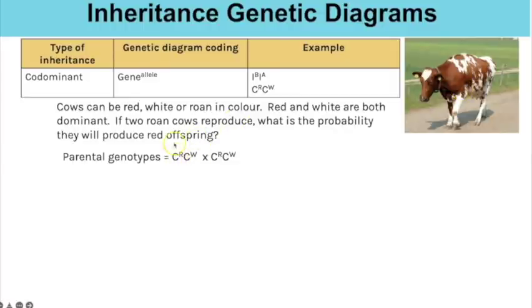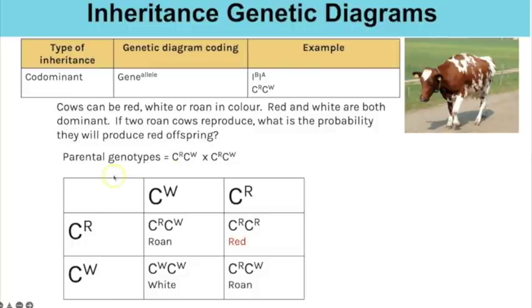So here is how we'd represent it for the 2 parents. And then if we do our Punnett square, we can then see we'd have 1 roan, 1 red, actually a second roan down here, and 1 white. So that would mean we have 25% probability of getting a red cow from those parents.